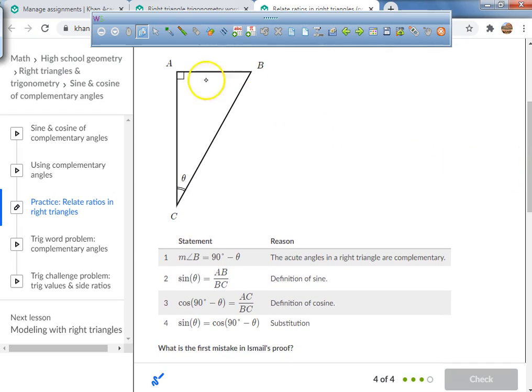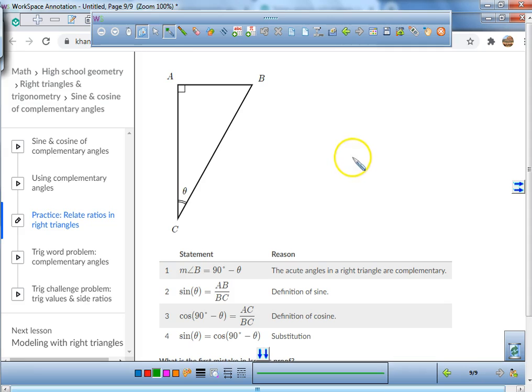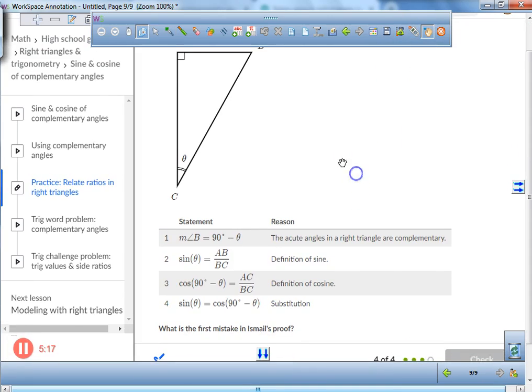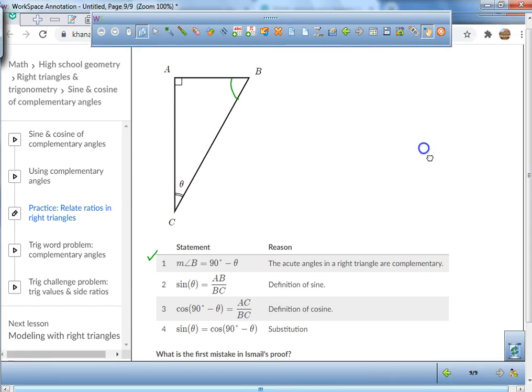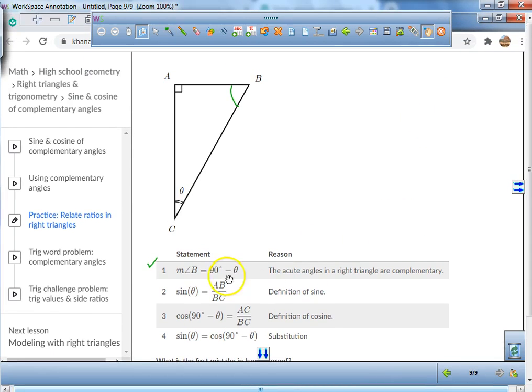Where was his first mistake? All right, let's take a look. Step number 1, angle B. Angle B is 90 minus theta. Well, that is true. Angle B is definitely 90 minus theta. So for example, if I said this was 30 degrees, this would be 60 degrees.